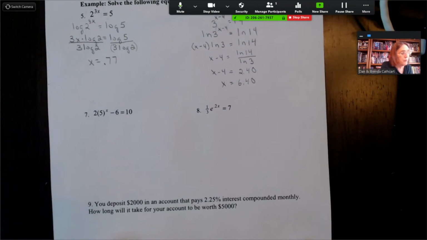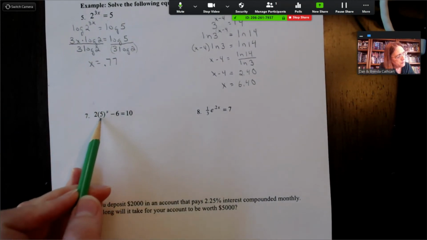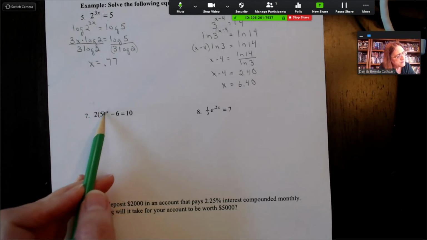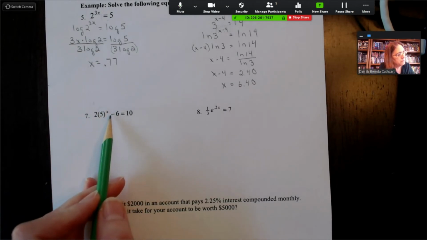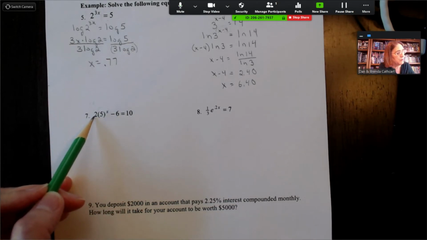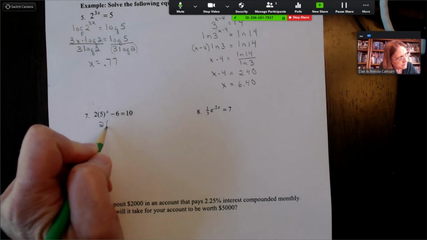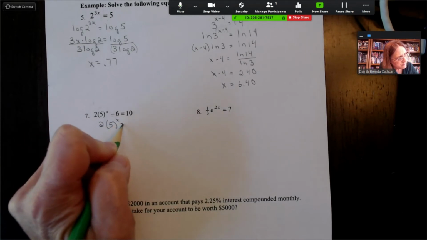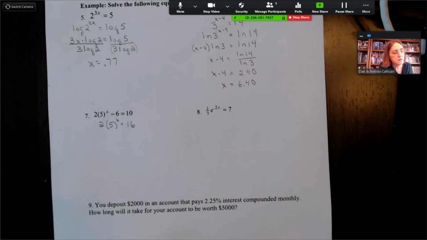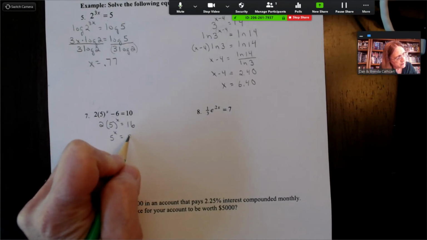Okay, let's do a couple more and see how they work out. On this one, our exponential part is 5 to the x. I need to remove the subtract 6, and I also have this 2 that's multiplied by the exponential expression, so I need to get rid of that as well. So first, let's add 6 to both sides. I have 2 times 5 to the x equals 16, and then dividing by 2 on both sides, I have 5 to the x equals 8.